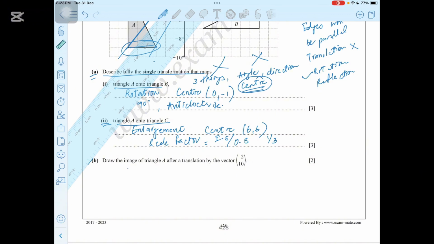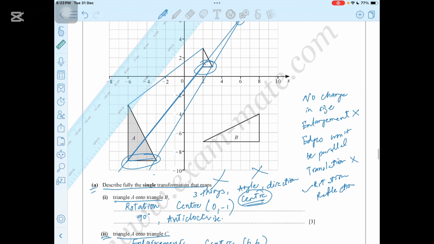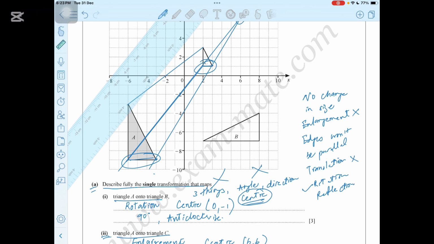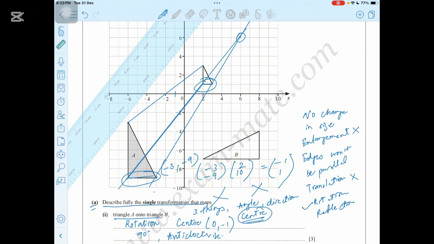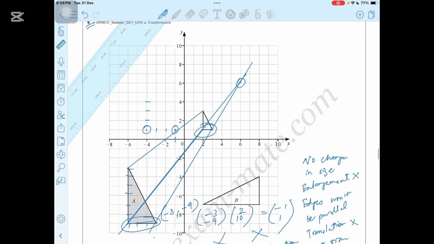Moving on, part B: draw the image of triangle A after translation by the vector (2, 10). So we have this as (-3, -9). We add the translation vector, which is (2, 10), and we get (-1, 1). So this would be (-1, 1) here. Let's draw these: 1, 2 and then 3. This would be 1, 2 and then 3 over here. This would be 1, 2, 3, 4, 5 and 6 above.